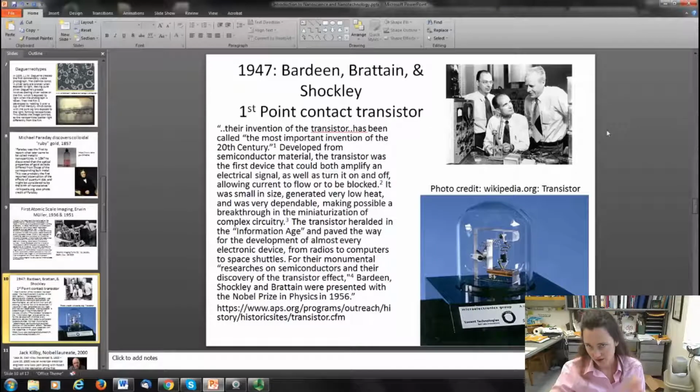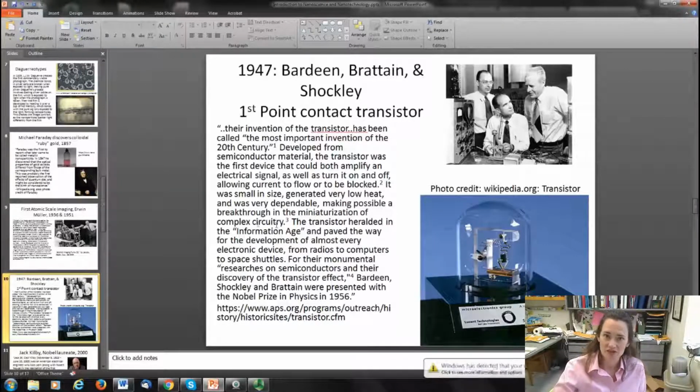There's actually a little bit of controversy about that. The guy sitting in the seat is Shockley, and he was the theorist, not the experimentalist, and he got a little jealous later of the credit that was being given to the other 2, and they had some infighting, but that's another story. But their invention of the transistor has been called the most important invention of the 20th century.